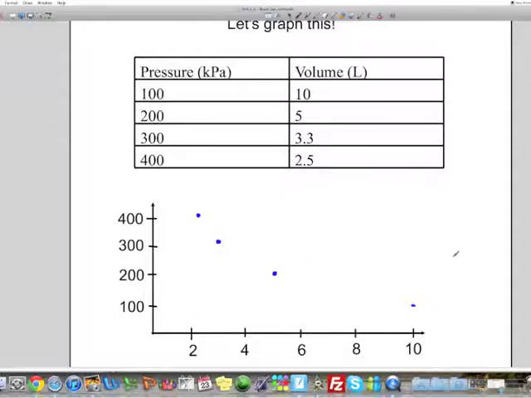Aha! We don't have a linear function. I actually have a curve. That's what my function looks like for P times V. As volume increases, pressure decreases. If I'm in the lower volumes, pressure should be higher. So I have a curved function, so-called inversely proportional.